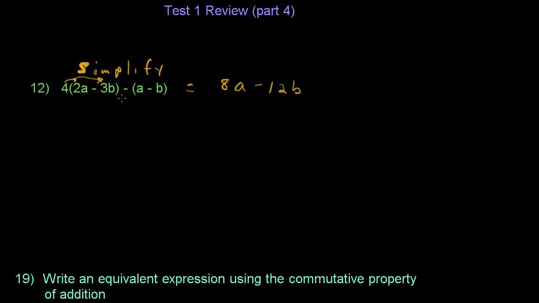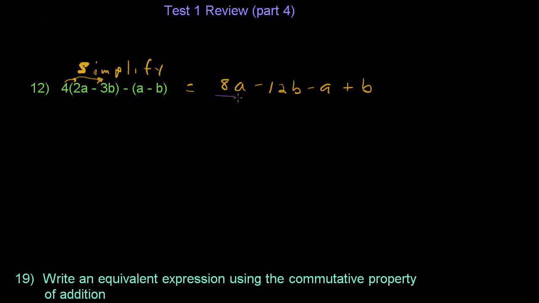And to get rid of the second parentheses, there's a shortcut. If you have a minus sign in front of a parentheses, you just rewrite it without the minus sign, but change the signs of what's in the parentheses. So we're going to change the a to a negative a and the minus b to a plus b.